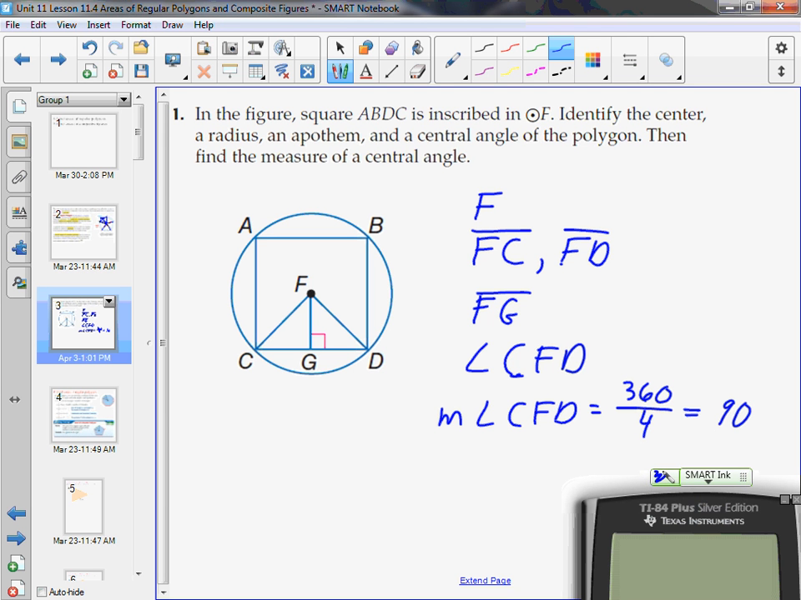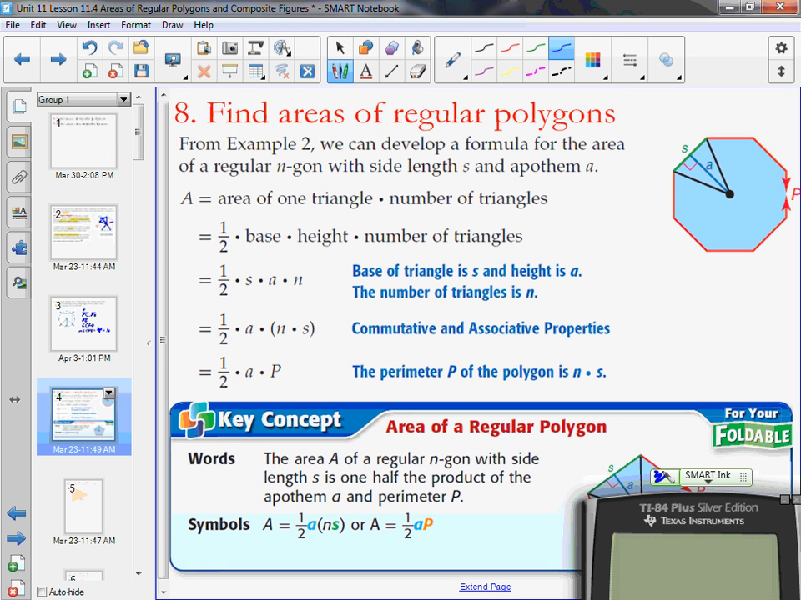All right, so you think we can identify all the parts? We're going to have to be able to, because I'm getting ready to show you the formula that we're going to use to find the areas of regular polygons. All right, so this is on page 792, and I want to show you how they arrive at the formula, and then we're going to use the formula, okay?